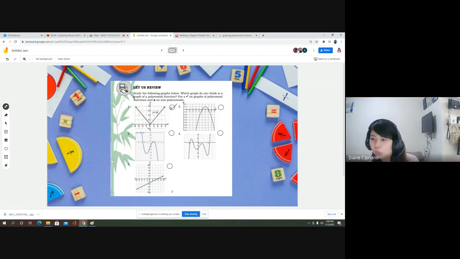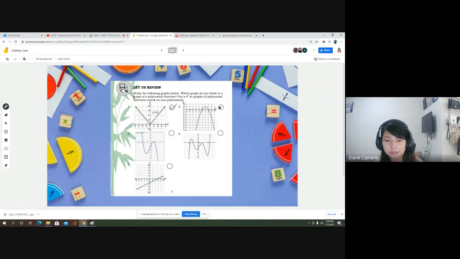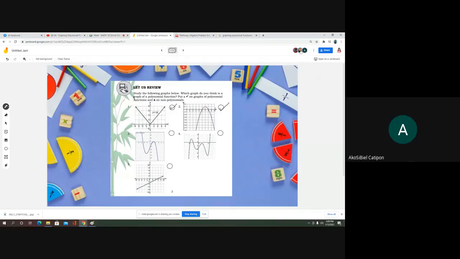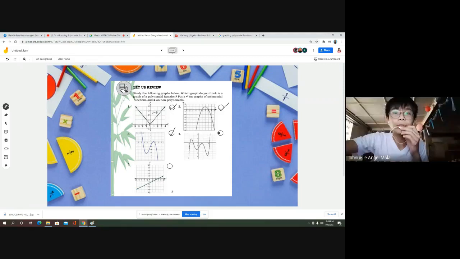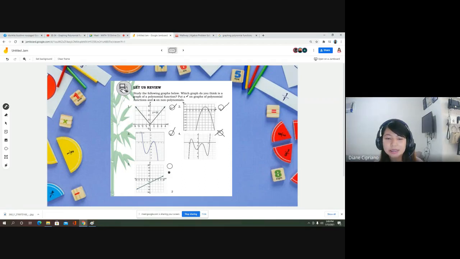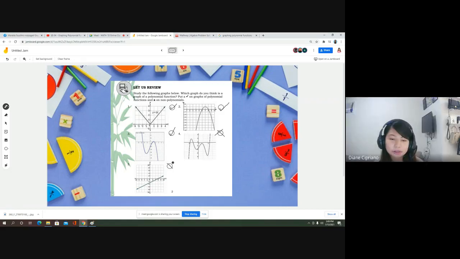How about number 2? Marco. Just guess, and we're gonna discuss it later. You will understand it more later. Polynomial or non-polynomial? Polynomial. How about number 3, Biel? Polynomial, ma'am. Number 4, Angel. Not polynomial, ma'am. Samuel. Not polynomial. Okay.